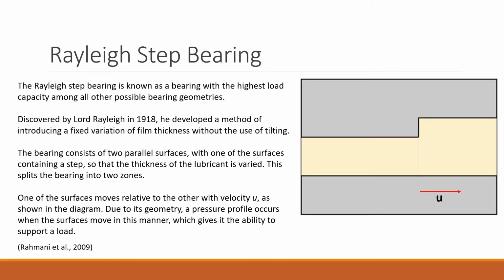Discovered by Lord Rayleigh in 1918, he developed a method of introducing a fixed variation of film thickness without the use of tilting. The bearing consists of two parallel surfaces, with one of the surfaces containing a step so that the thickness of the lubricant is varied. This splits the bearing into two zones. One of the surfaces moves relative to the other with velocity u, as shown in the diagram, and due to its geometry, a pressure profile occurs when the surfaces move in this manner, which gives it the ability to support a load.